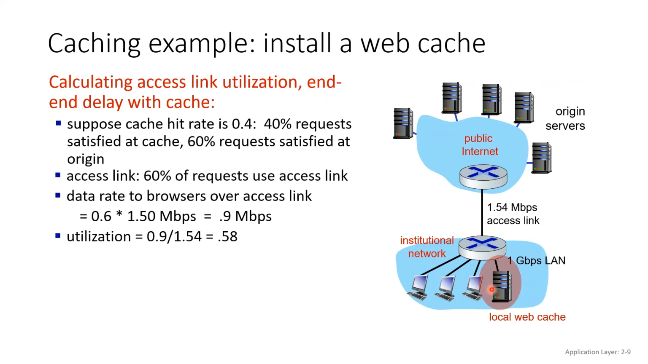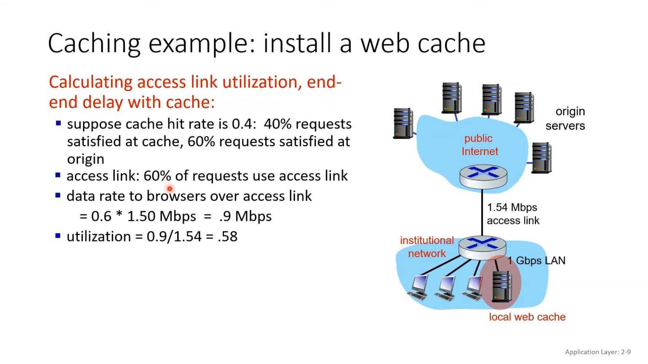Now let's go to the calculations. The access link utilization is 60% of the time. Remember, because for the 40%, the web cache or the proxy server has access to it. And remember that the transactions are coming here. So when you send your request here, if it doesn't know about that request, then it will send a request outside to the internet. And that is part of this 60% of the requests, right?